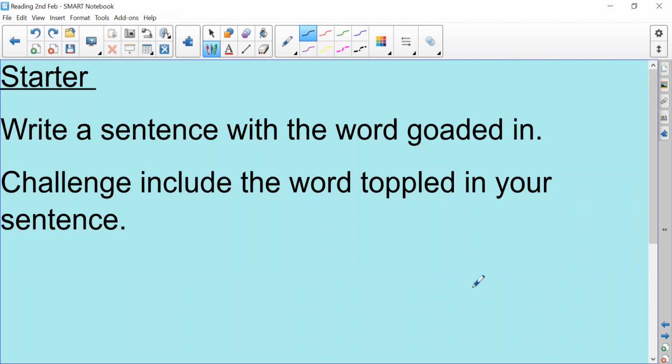So for your starter, can you write a sentence? This is thinking back to yesterday's lesson with our vocabulary. Can you write a sentence with the word goaded in? Can you remember what that meant? I'll tell you that goaded was to annoy somebody, trying to upset them, trying to get a reaction. And then for your challenge, if you want to write another sentence, can you include the word toppled as well as goaded? Pause the video and write it down.